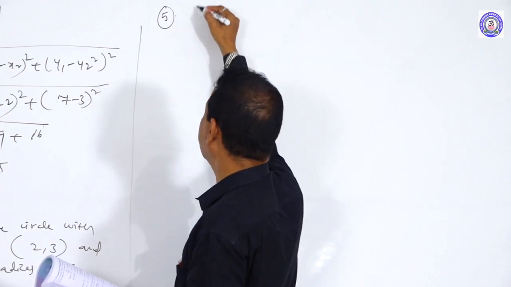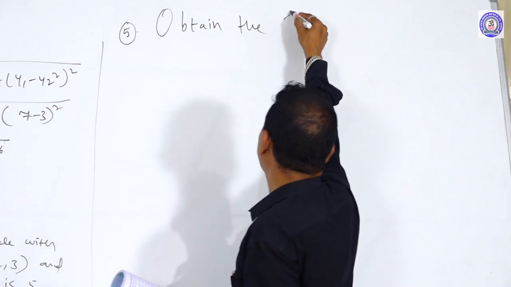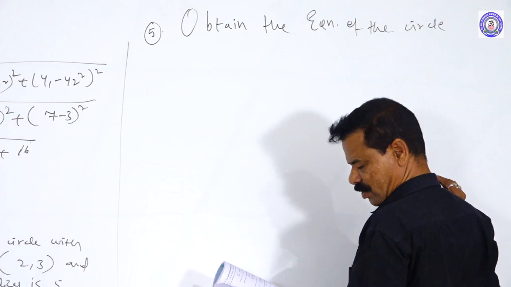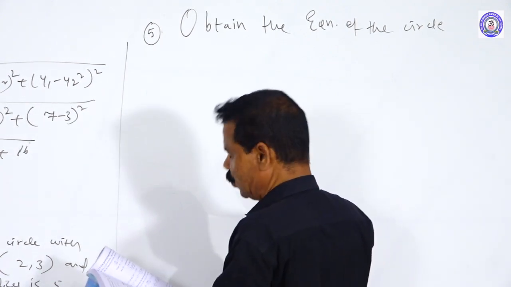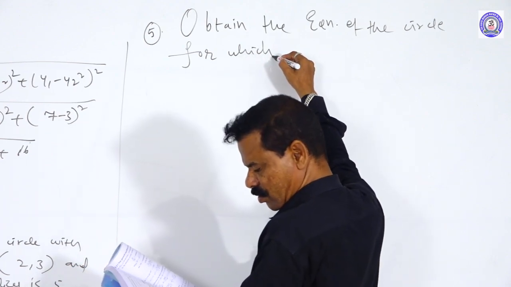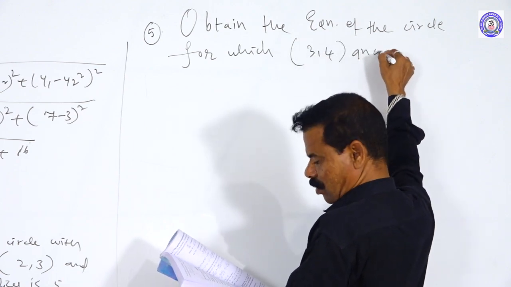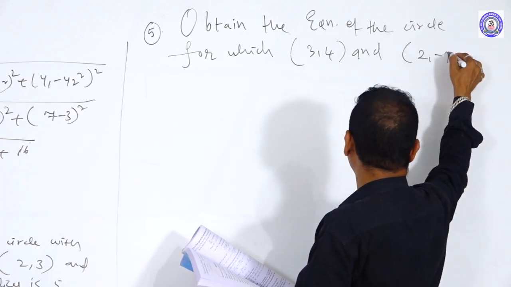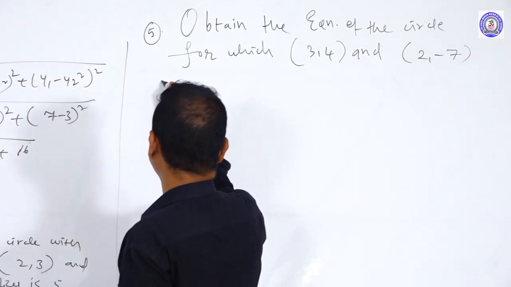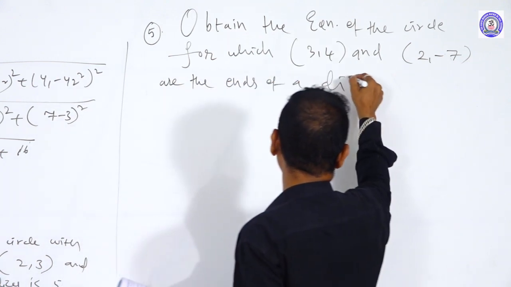Question number 5. Obtain the equation of the circle for which 3 comma 4 and 2 comma minus 7 are the ends of a diameter.